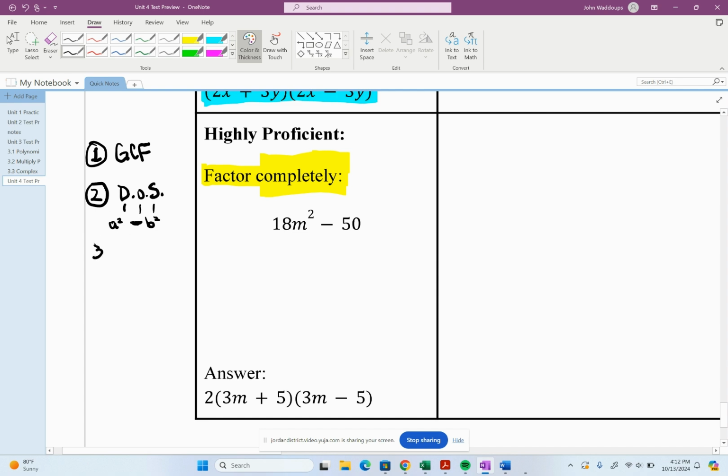And then three, the prefix tri, as in trinomial, it has three terms. Check to see if you can factor with that trinomial. Just because you've done one does not mean you can't do another. So go through and do one. If that applies, fantastic. Check to see if any of the others still apply.